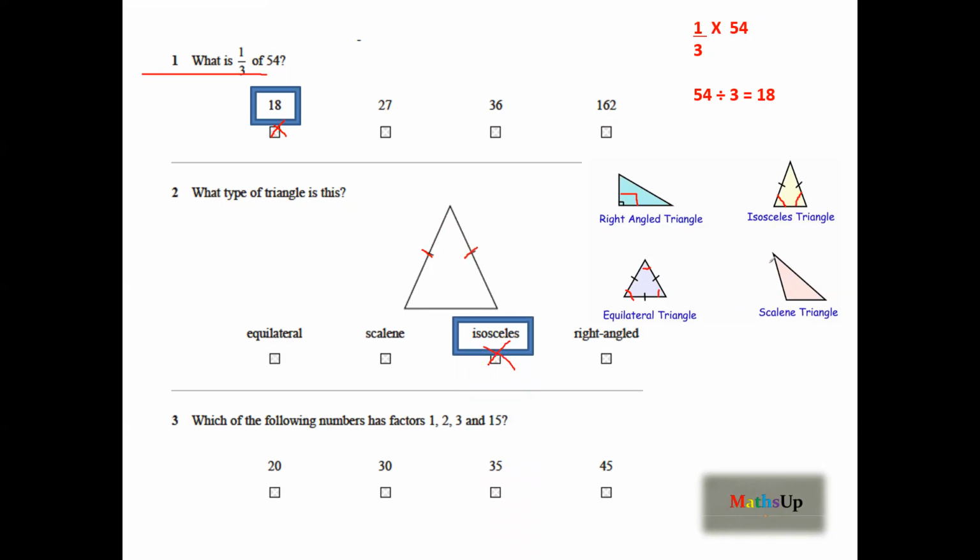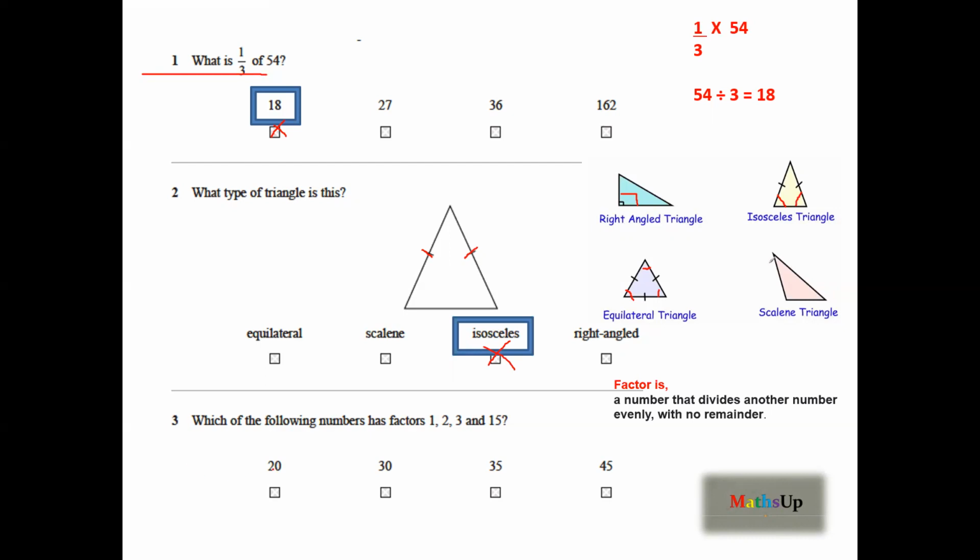Then we'll move to the third question. Which of the following numbers has factors 1, 2, 3, and 15? First, we'll see what a factor is. A factor is a number that divides another number evenly with no remainder.